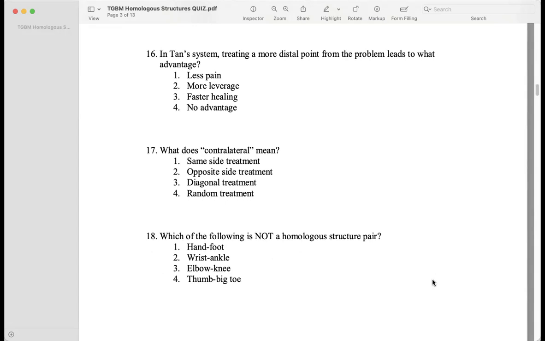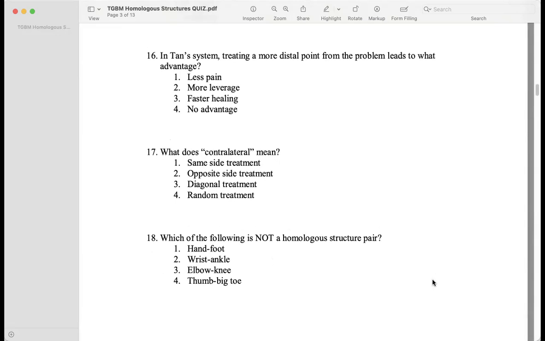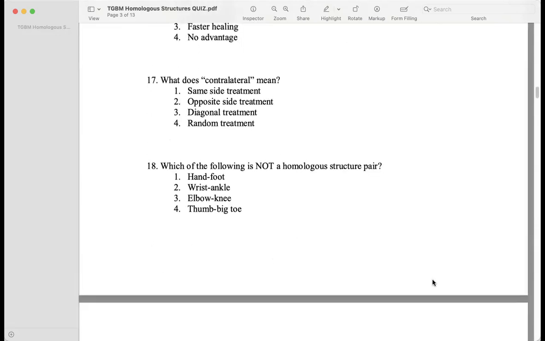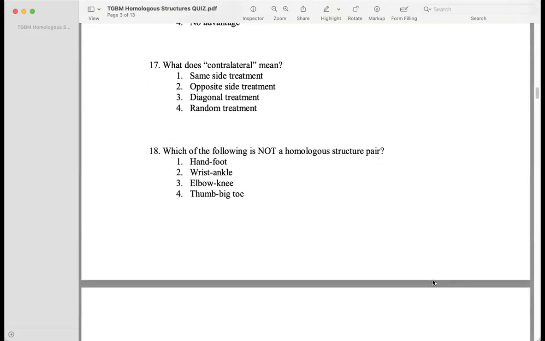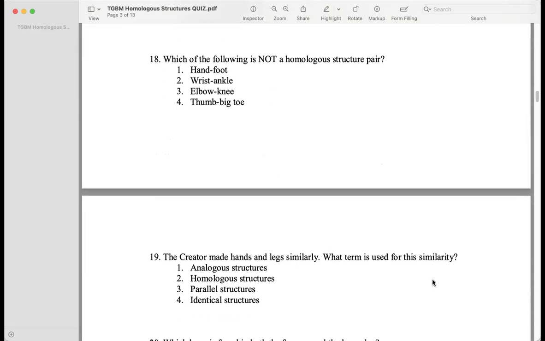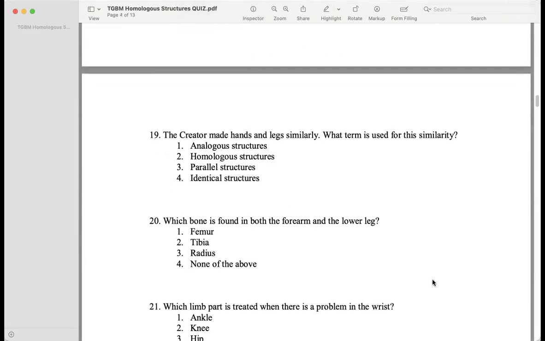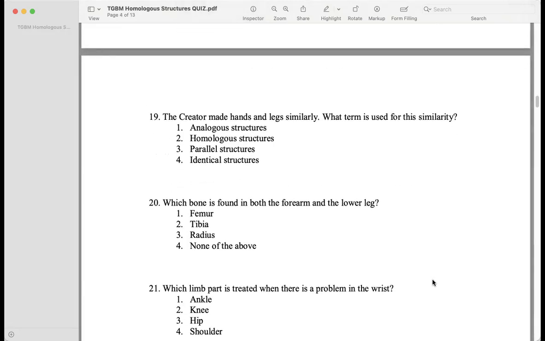In Tan system, treating a more distal point from the problem leads to what advantage? Leverage. So that means more effective and the patient will love you for it. Okay. What does contralateral mean? Opposite side treatment. Which of the following is not a homologous structure pair? The creator made hands and legs similarly.